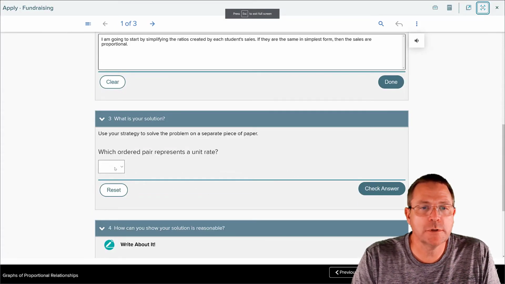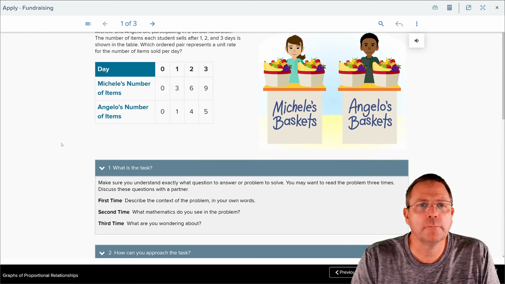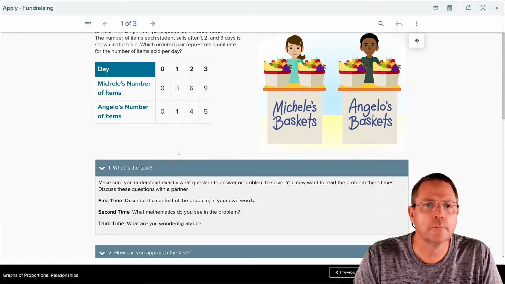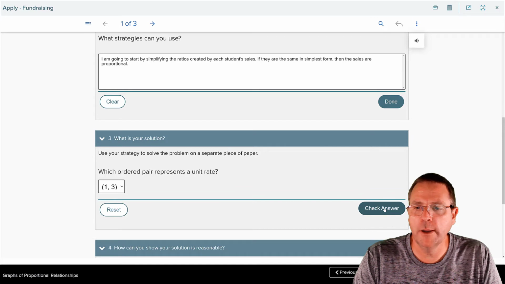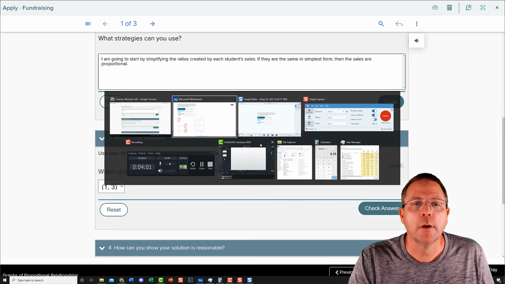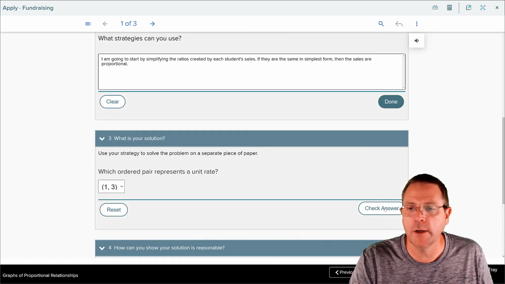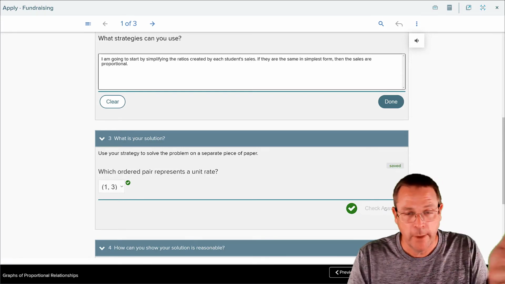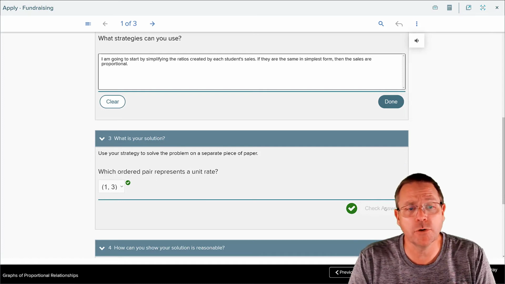Which ordered pair represents a unit rate? Well, that was going to be the ordered pair of where x was 1, y was 3. That one, of course, came from where we'll go back to our chart here. That was this one right here that we saw here also. That's Michelle's first cells. That's going to be our unit rate of the one that was proportional. Angelo's was not proportional. He doesn't get a unit rate because he wasn't proportional.